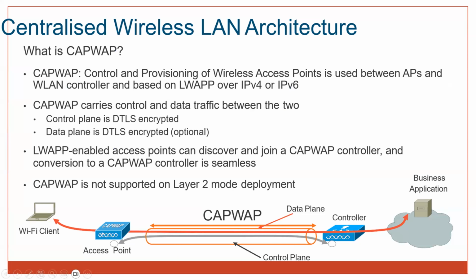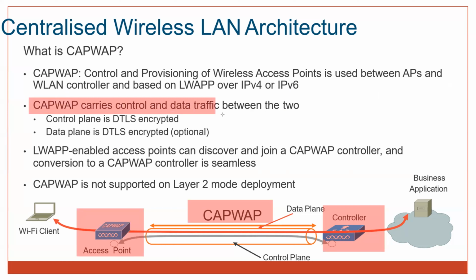You can see that you have an access point, and you can see that you have a controller. Now, the communication between the access point and the controller happens in a CAPWAP tunnel. This is the tunnel, and CAPWAP stands for Control and Provisioning of Wireless Access Points. This CAPWAP carries control and data traffic between the two.